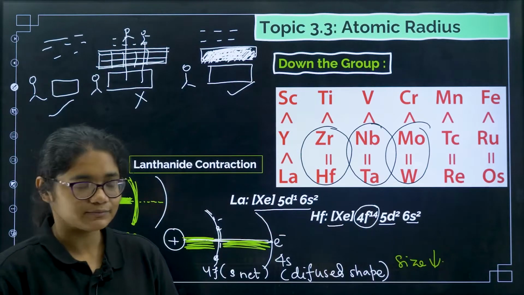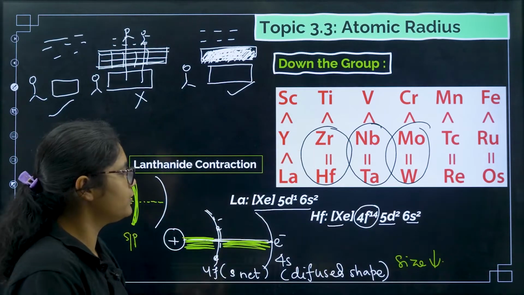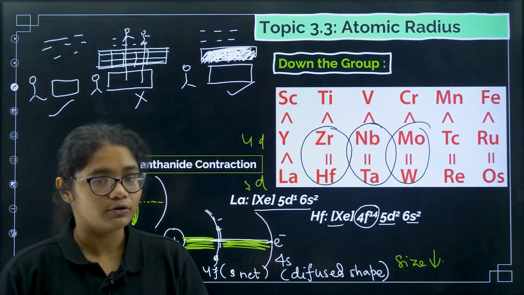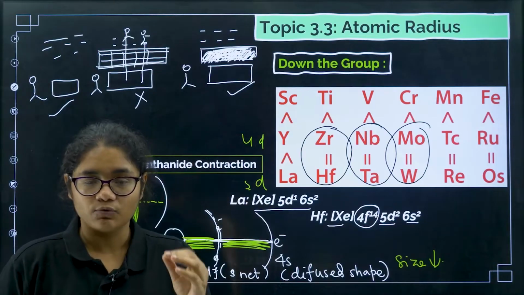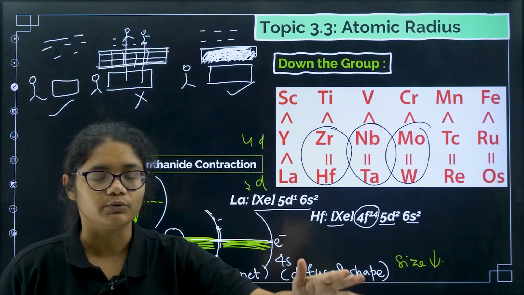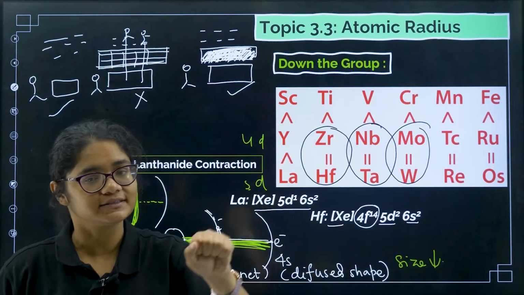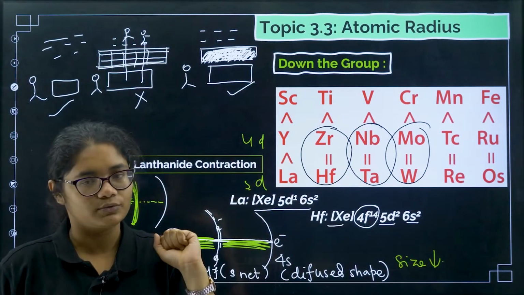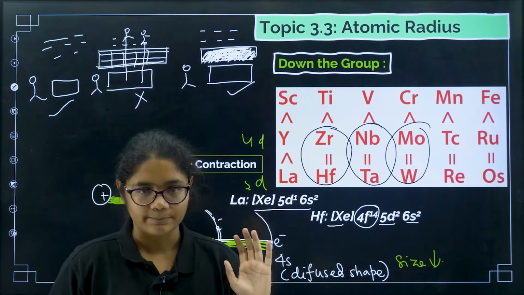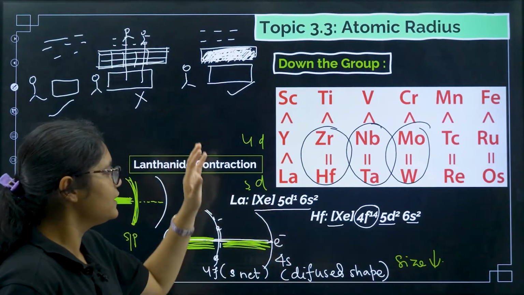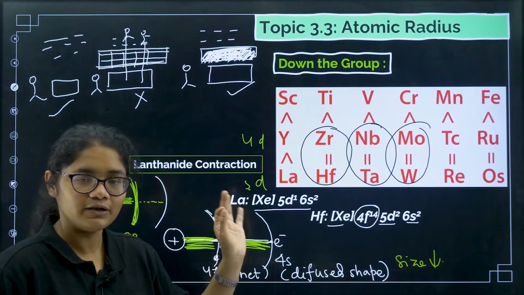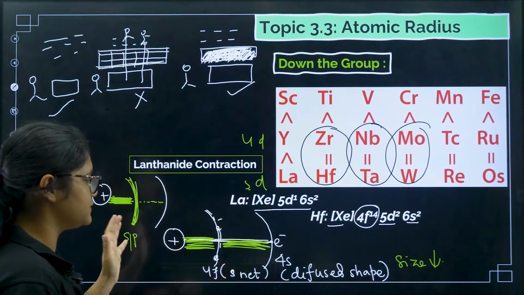So that is why when we go from the 4d to the 5d series, 4f electrons are being filled. Because these 4f electrons have a very poor shielding effect, they cannot block the nuclear charge. The nuclear charge easily reaches the last electron and pulls it towards itself, and the size almost becomes similar to that of the 4d. Clear? So that is why the 4d and 5d elements have similar size because of lanthanide contraction. I hope this concept is clear.